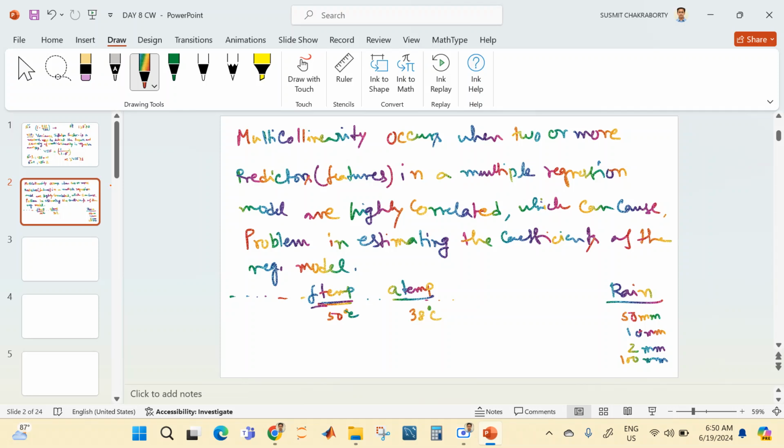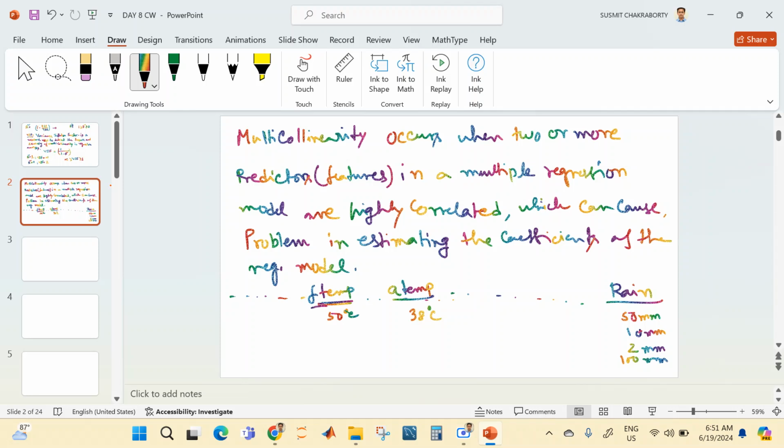We know this from the definition of feeling temperature and actual temperature. But for some of the features, we don't have any idea without any analysis. So for that case, you have to find the VIF. VIF is specially used to detect whether any multicollinearity is present or not. I am giving one example: if I build a rain prediction model, then F temp and A temp should be correlated.